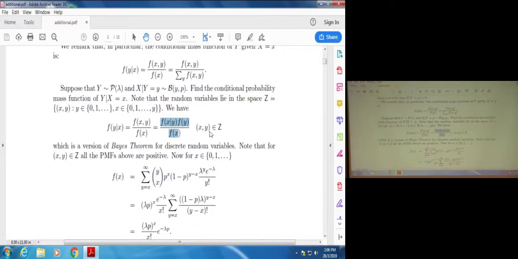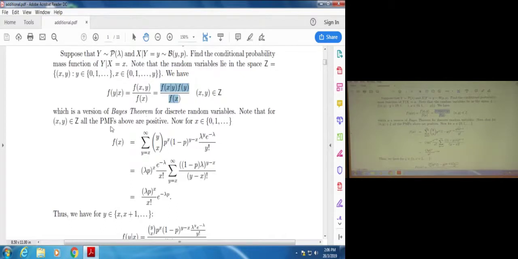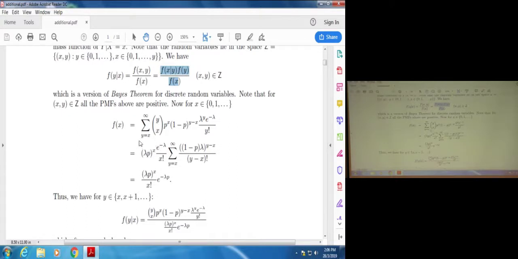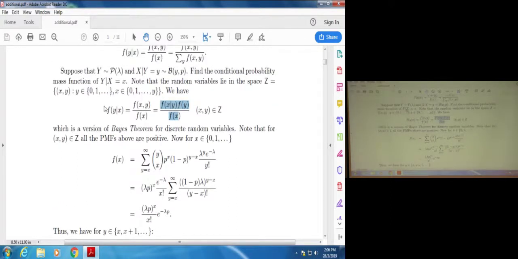Now if you actually want to compute this conditional probability mass function of y given x, you need to find the marginal probability mass function of x, and this is contained in this calculation here. So what am I trying to do? I want to find this density function. I have this information here, the support of my random variables, and in order to compute this I need the denominator f of x, which is the marginal probability mass function of x. So we can do this calculation.